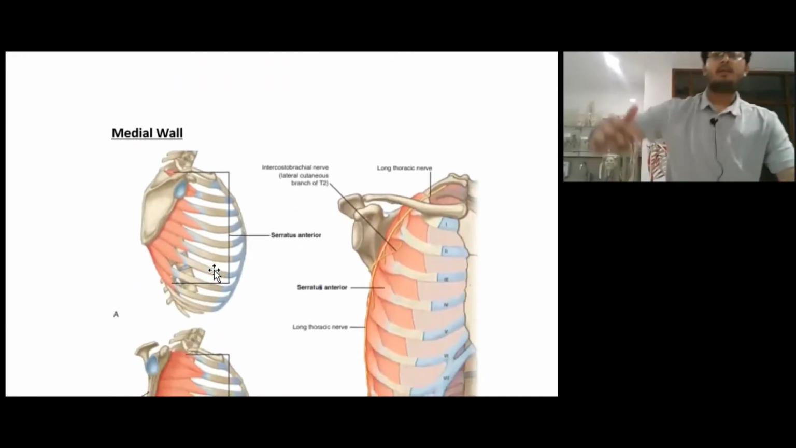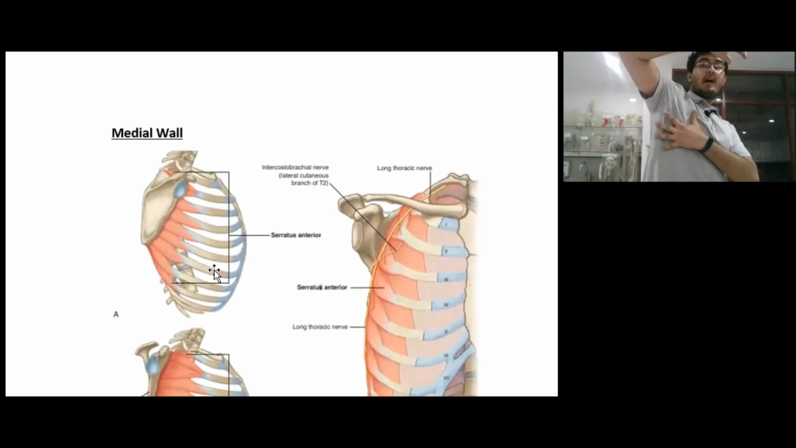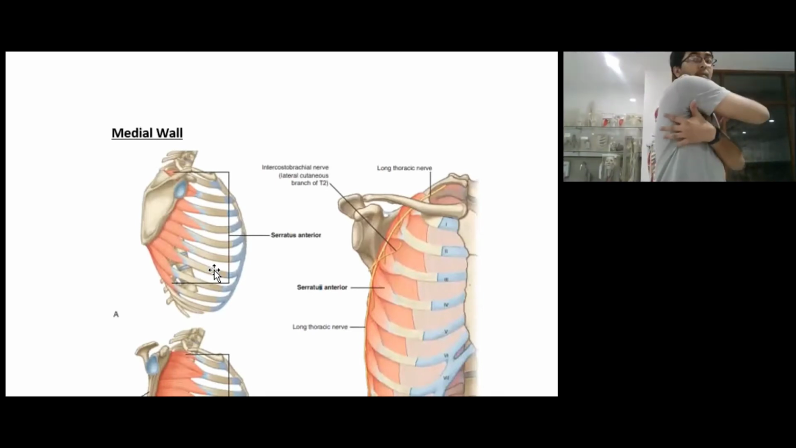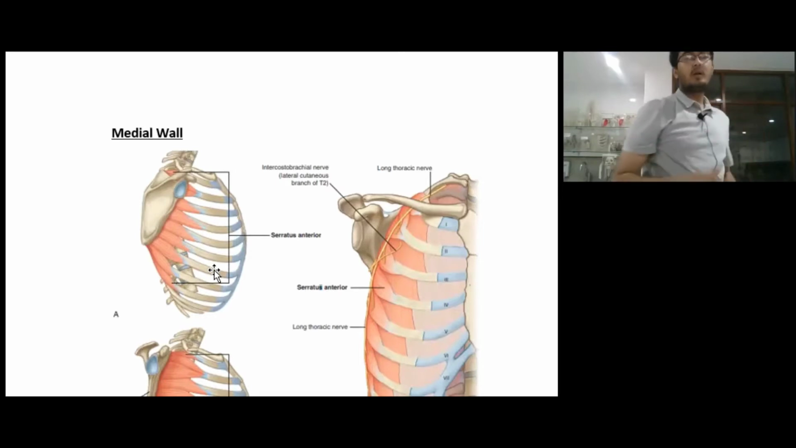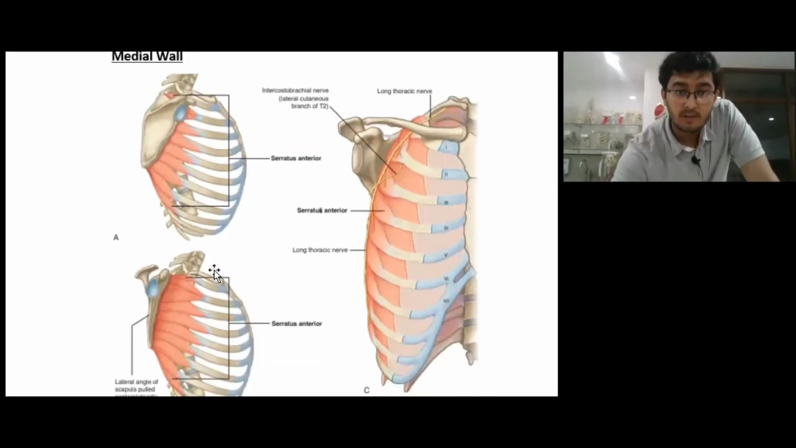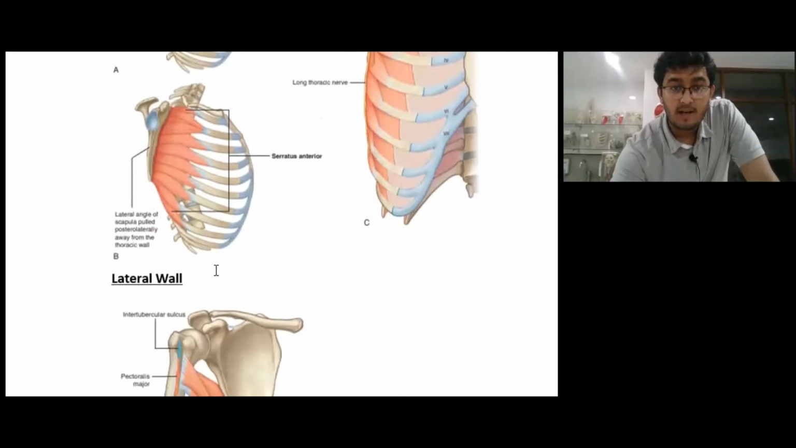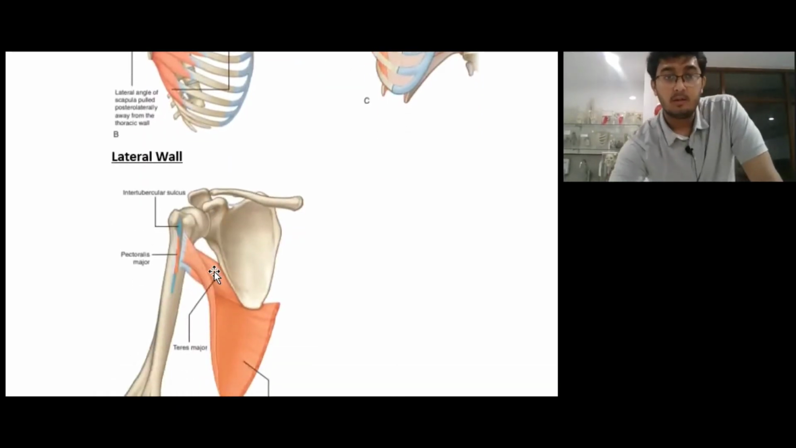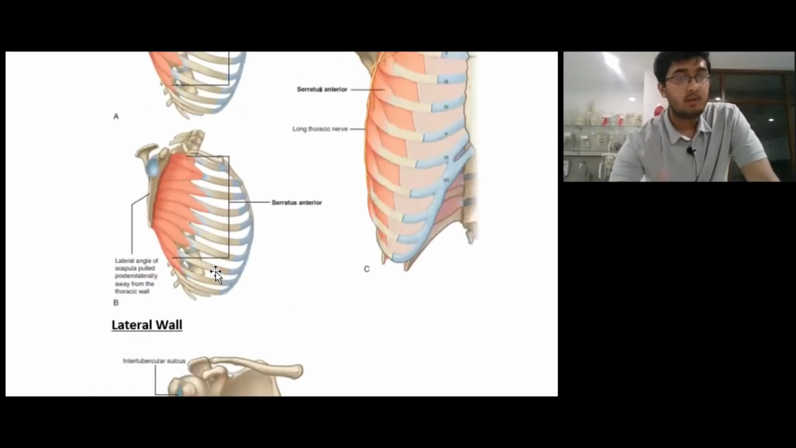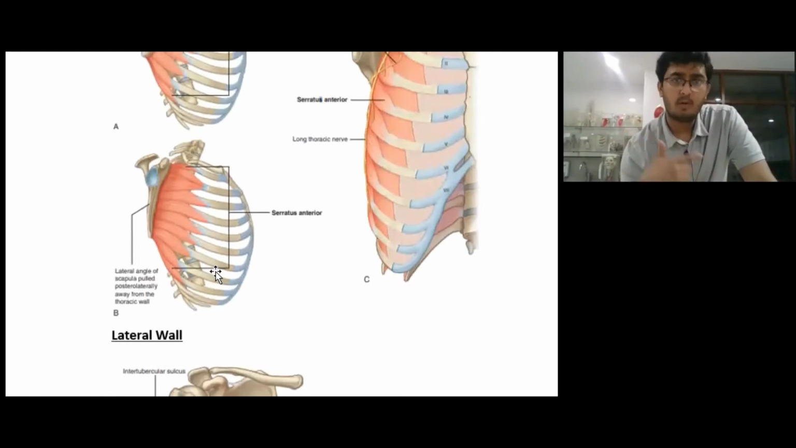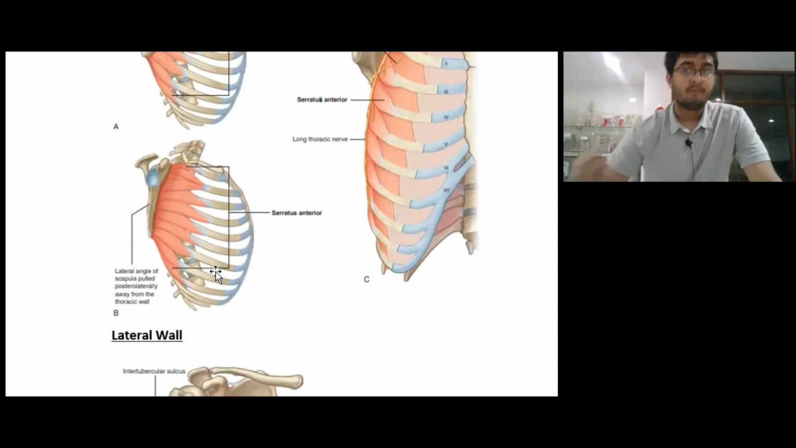The medial wall is really easy. What was that muscle which was fanning outwards in this direction, going all the way backwards towards the scapula? This was the serratus anterior. So this forms the medial wall of the axilla. As for the lateral wall, students usually understand the anterior wall, the posterior wall and all of those, but they have a hard time visualizing the lateral wall.